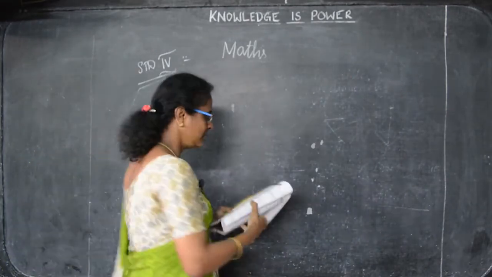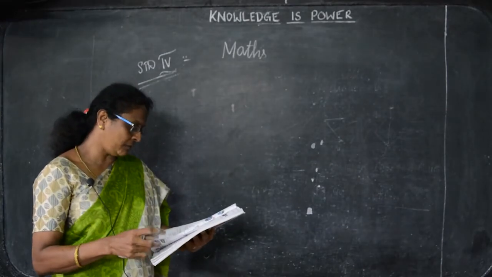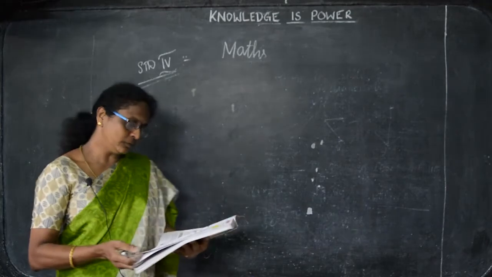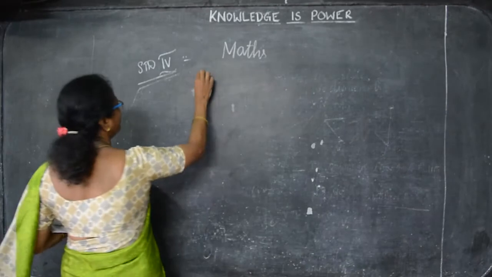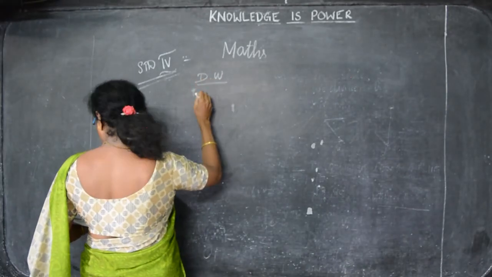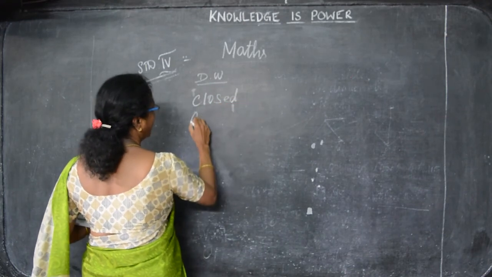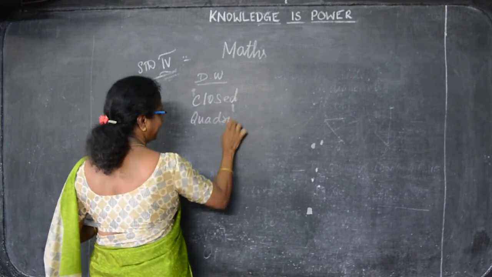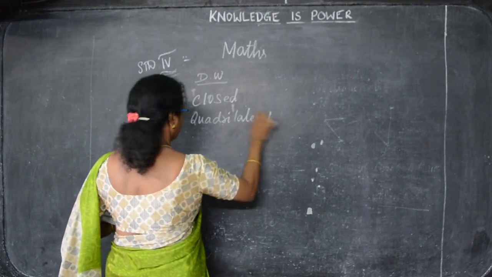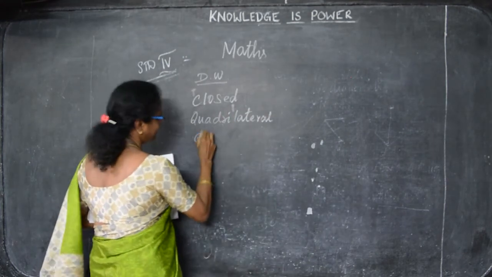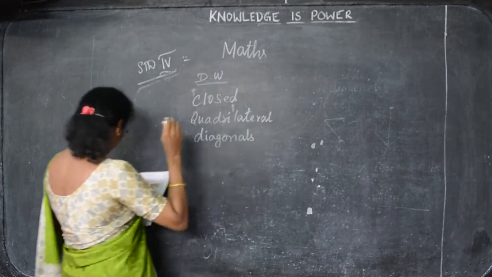Okay, now I will give some words that you must learn at home. Make a practice at home. While I am saying the words, listen and pronounce properly. Now write the words: closed, quadrilateral, quadrilateral, then diagonals. These are the new words for you. Learn at home, and learn the spelling also.